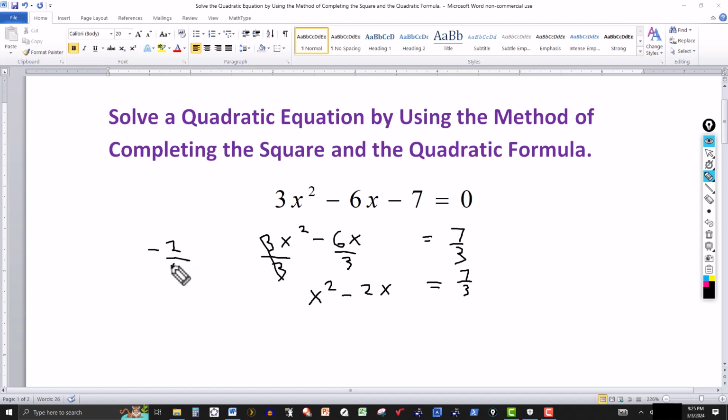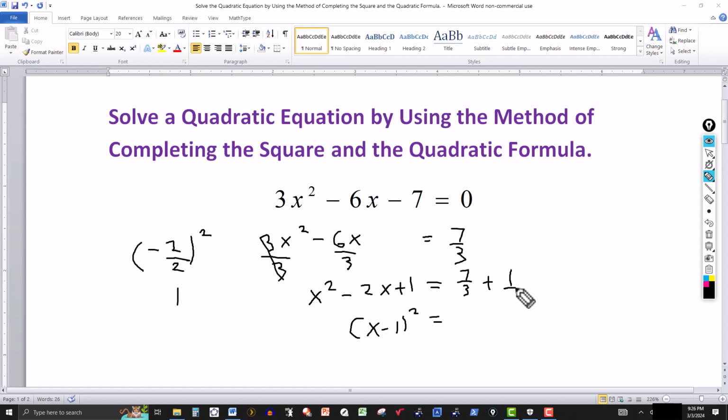Take half of that and square it. Minus 2 divided by 2 is negative 1, and square it, we get 1. So then I just add 1 to both sides. And that's going to complete the square of the trinomial, in this case now, on the left side. So this factors into x minus 1 and x minus 1. I can write that as x minus 1 squared.